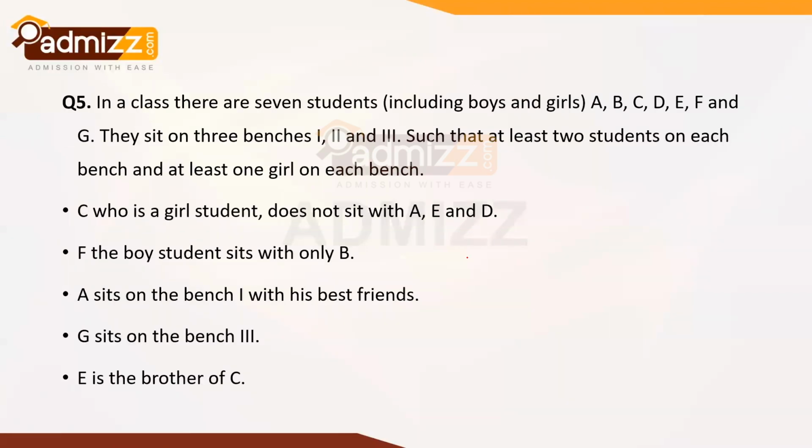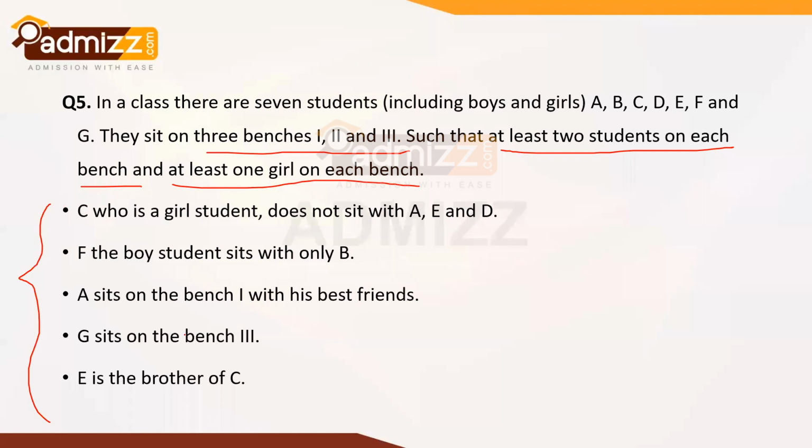Let's move on to the next problem. In a class, there are 7 students, including boys and girls: A, B, C, D, E, F, G. They sit on 3 benches, I, II and III, such that at least two students sit on each bench, and at least one girl on each bench. And these are the hints. First we'll make a diagram. C, who is a girl student, does not sit with A, E, and D. We'll keep this in mind, but let us read through the other clues as well.